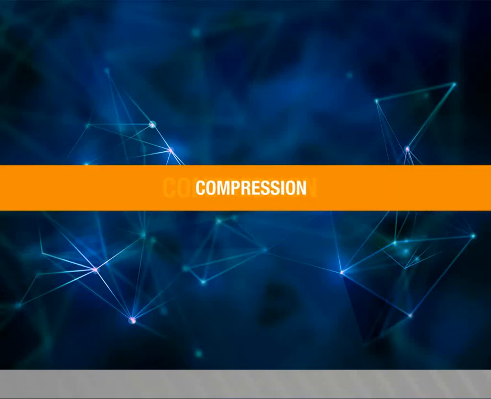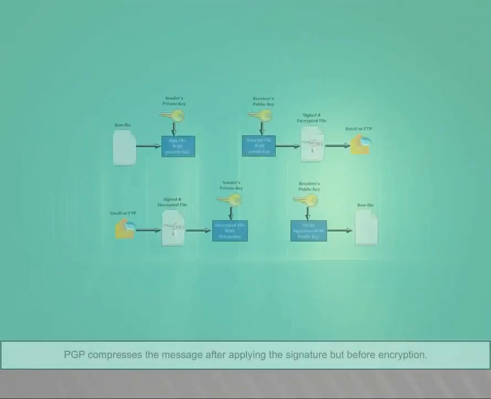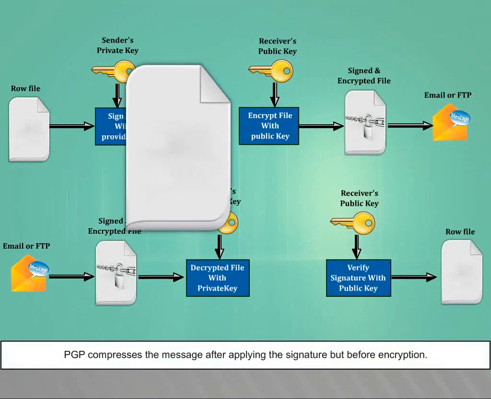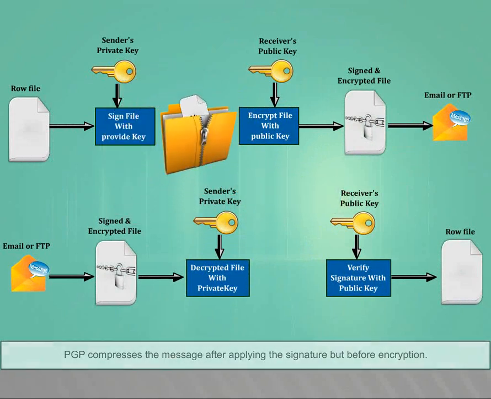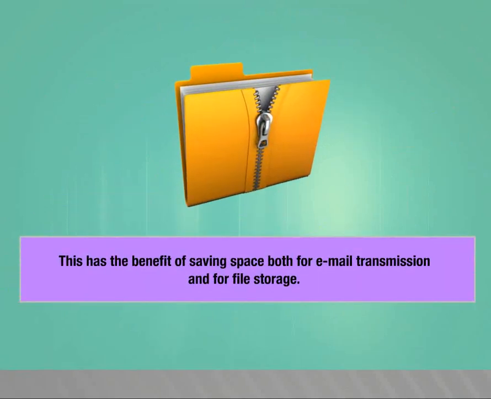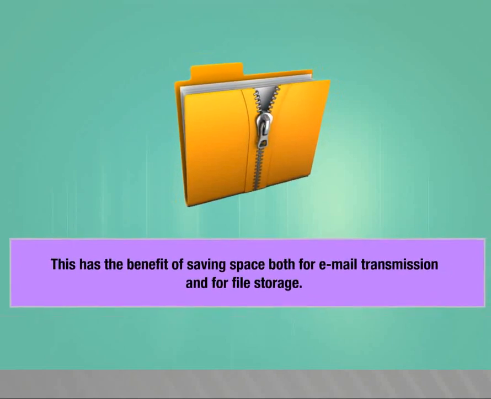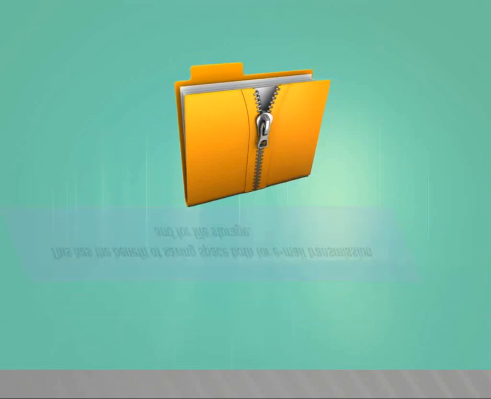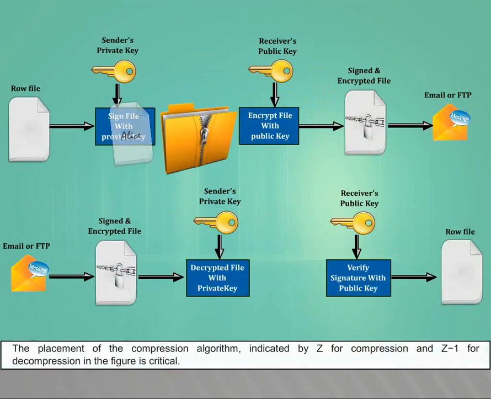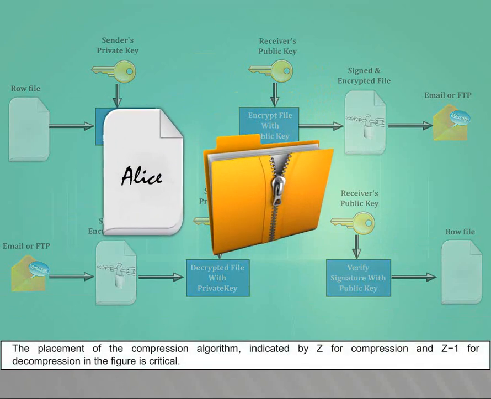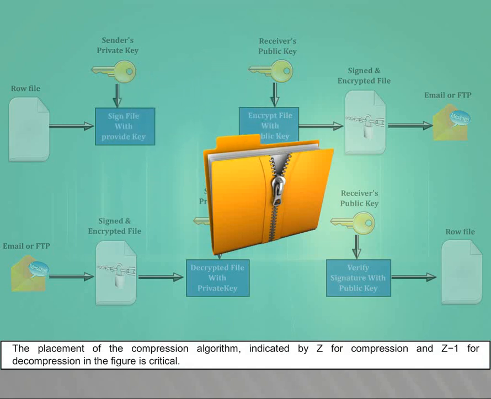Compression. In this video, we are going to see about compression. PGP compresses the message after applying the signature but before encryption. This has the benefit of saving space both for email transmission and for file storage. The placement of the compression algorithm, indicated by Z for compression and Z-1 for decompression in the figure, is critical.